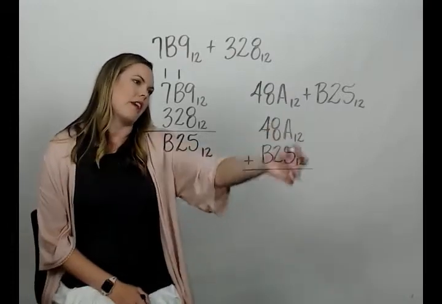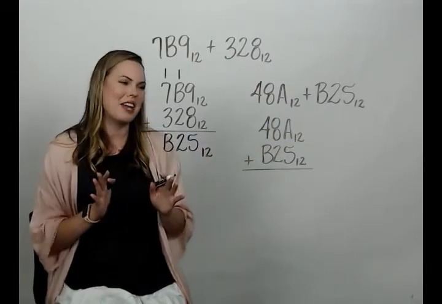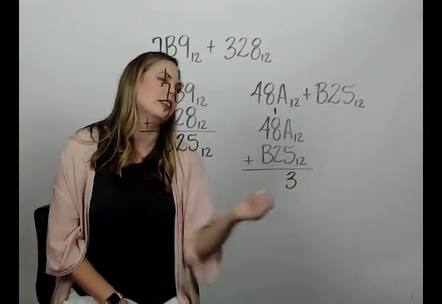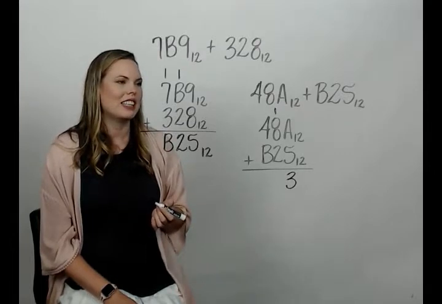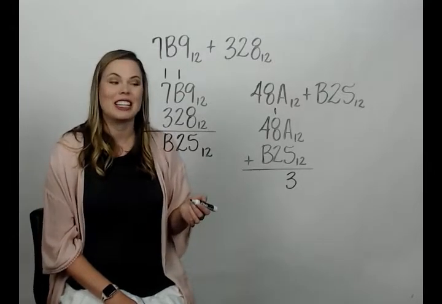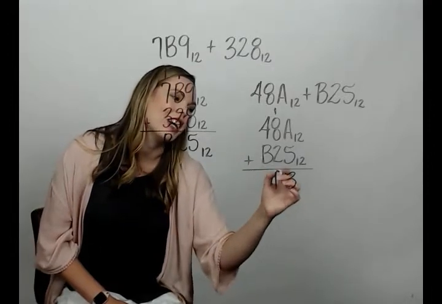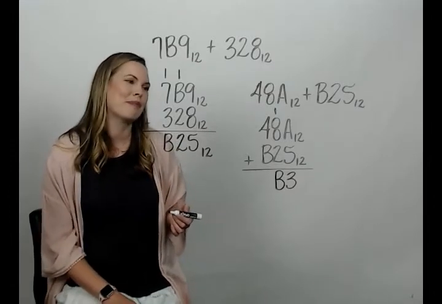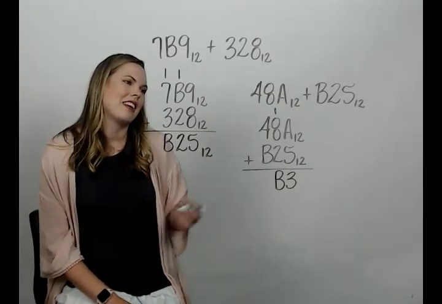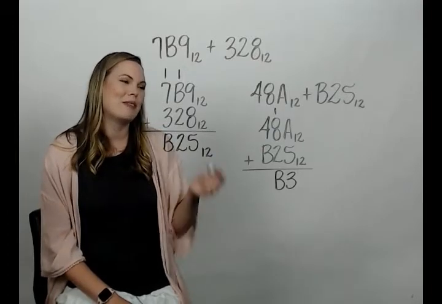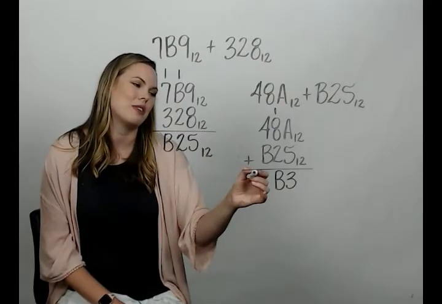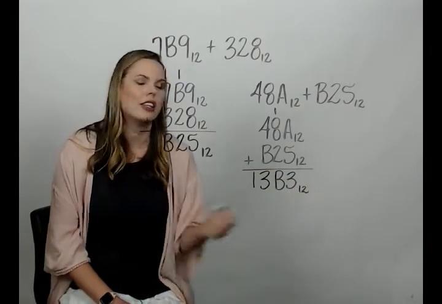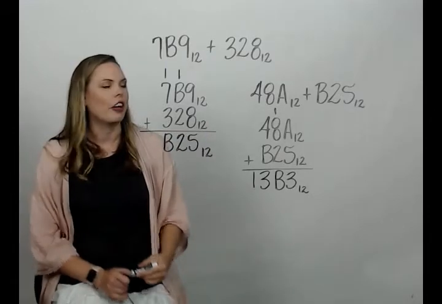Okay, so we have A plus 5. So this is, once again, A is 10. 10 plus 5 is 15, which is 1 12 and 3 1s. 1 plus 8 is 9, plus 2 is 11. And remember, once again, we are okay with 11 in base 12, and we have a digit for it. It's a B. Okay? And then 4 plus B, B is 11, plus 4 is 15, which is 1 12. So I'll scoot that over here, and then 3 1s. So 1, 3, B, 3 for that one.